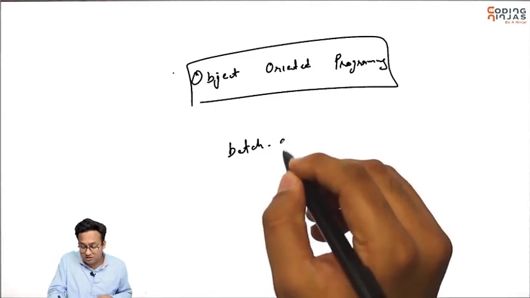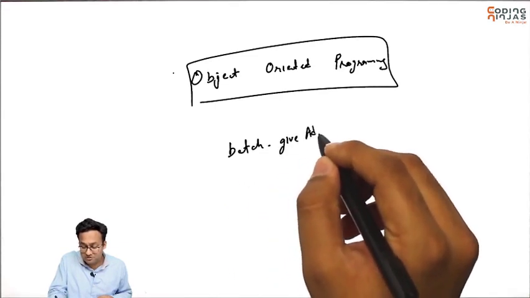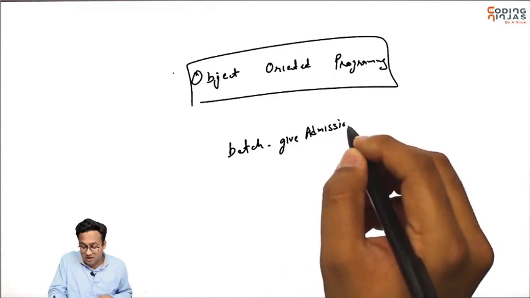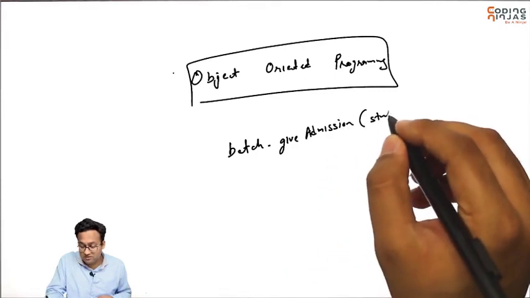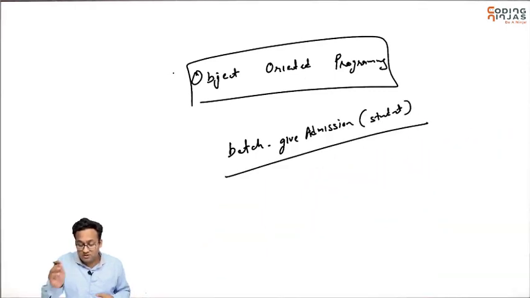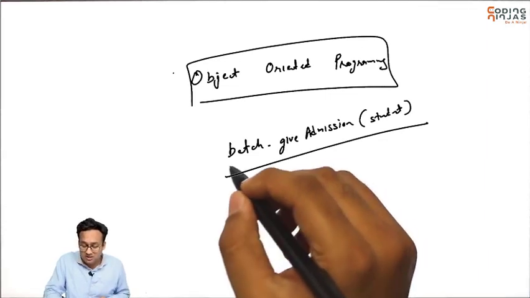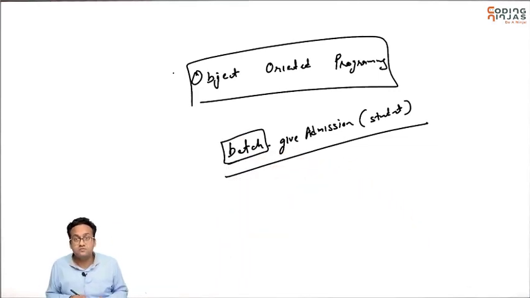Batch dot give admission, it takes a student from us, right? So now if you look at this line, it's absolutely clear what this line is going to do, right? Here, batch is an object.